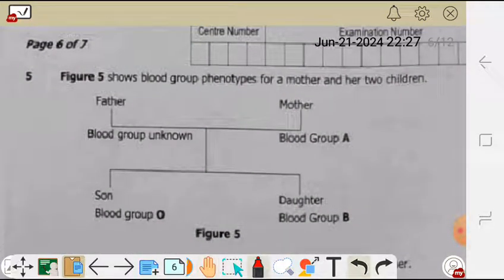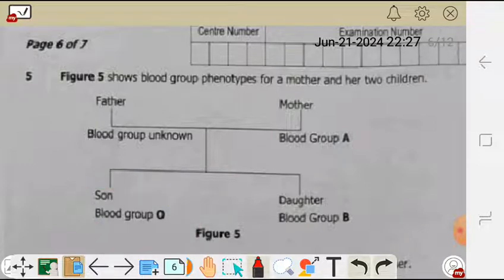So question 5 here, they are saying figure 5 shows blood group phenotypes for a mother and her 2 children. So we have a father and a mother, and this mother has 2 children, which is a daughter B and daughter O there.